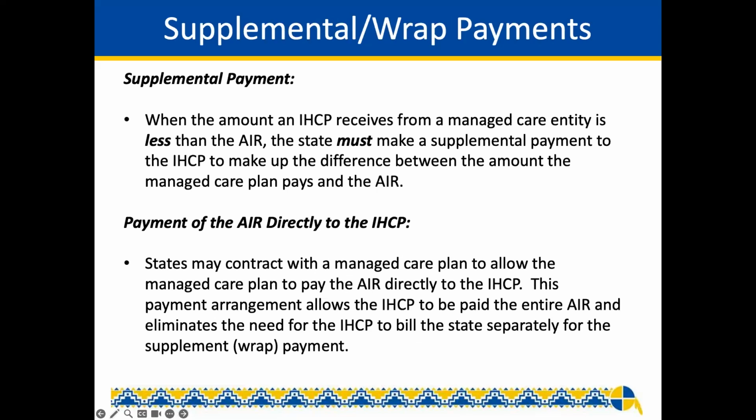When the amount an Indian healthcare provider receives from a managed care entity is less than the IHS rate, the state must make the supplemental payment to the Indian healthcare provider to make up the difference between the amount the managed care plan pays and the IHS rate. Payment of the IHS rate directly to the Indian healthcare provider. States may contract with the managed care plan to allow the managed care plan to pay the IHS rate directly to the Indian healthcare provider. This payment arrangement allows the Indian healthcare provider to be paid the entire IHS rate and eliminates the need for the Indian healthcare provider to bill the state separately for the supplemental wrap payment.